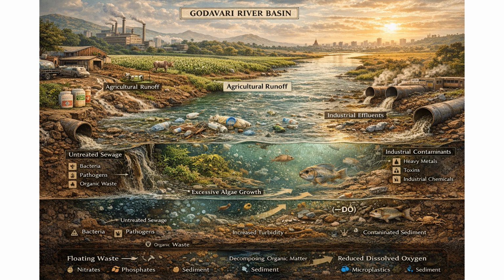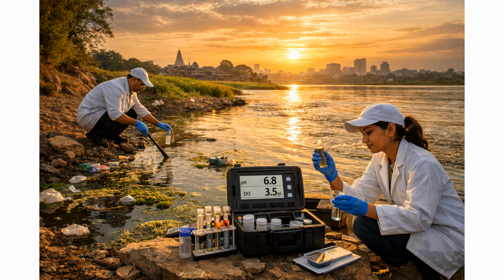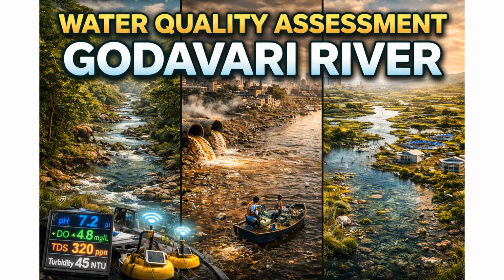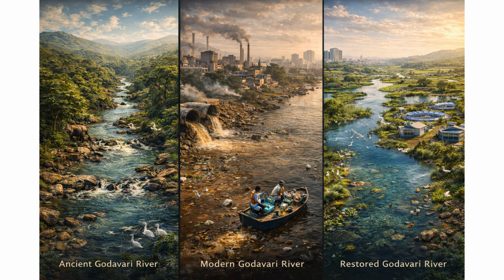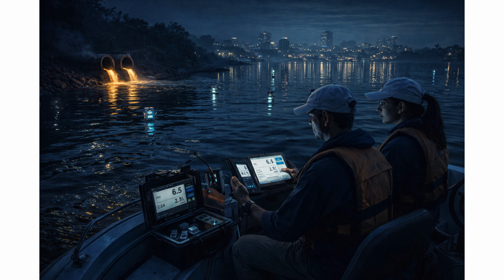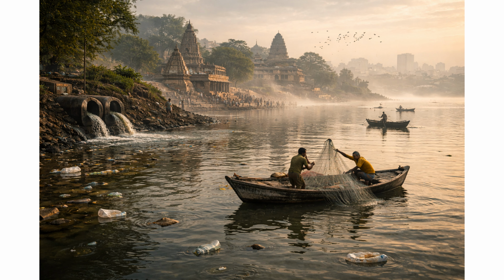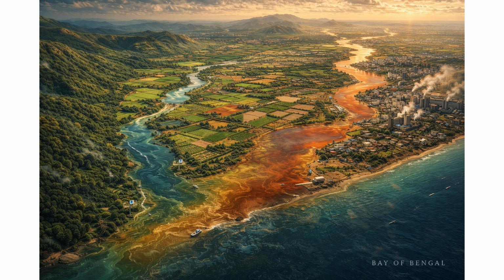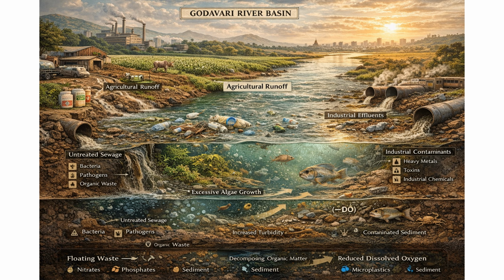Regulatory frameworks have also been established to control industrial pollution. Environmental agencies monitor industrial effluent discharge and enforce compliance with pollution control standards. Industries are required to install effluent treatment plants to ensure that wastewater is treated before being released into the river. Public awareness campaigns and community participation programs play a crucial role in conservation efforts. Educating local communities about the environmental consequences of pollution encourages responsible waste disposal and sustainable water use practices.